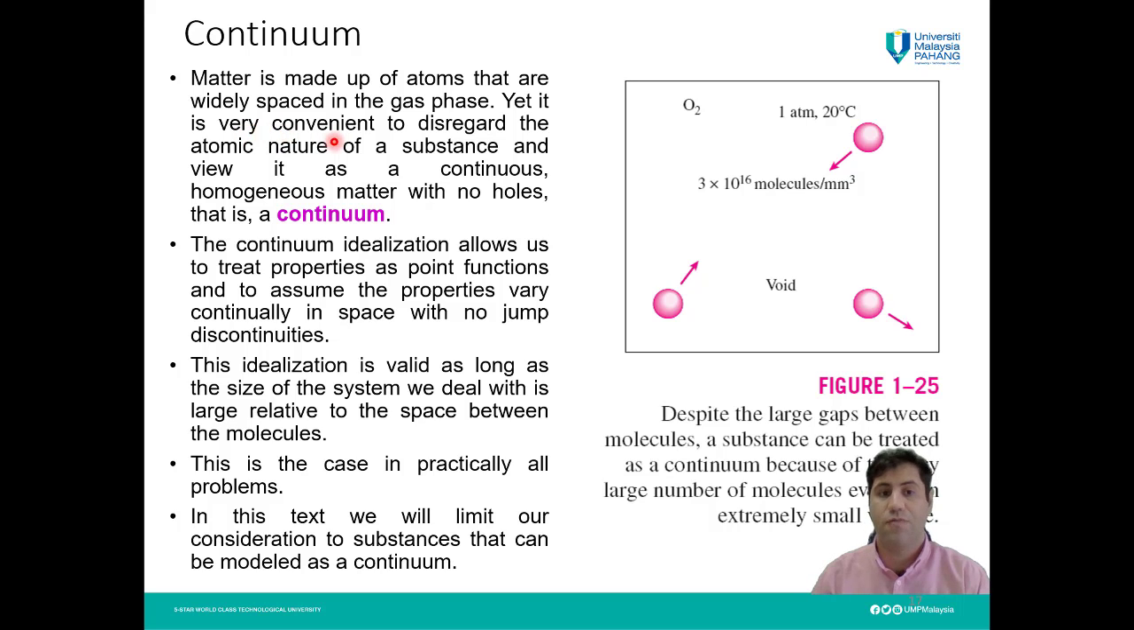So it is convenient, actually very convenient, to disregard the atomic nature of a substance, and we use it as a continuous, homogeneous matter with no holes. So we call that a continuum. This idealization, the continuum idealization, allows us to treat properties as point functions and to assume the properties vary continually in space with no jump discontinuities.